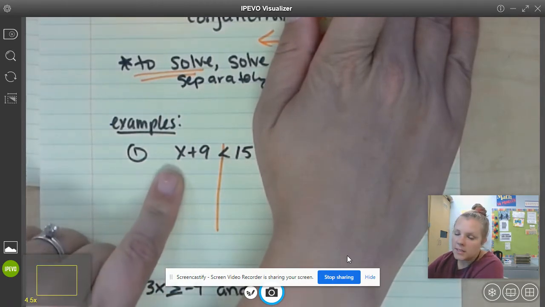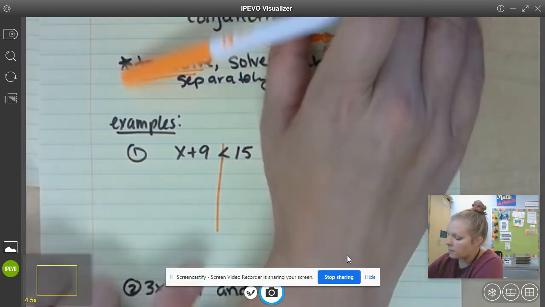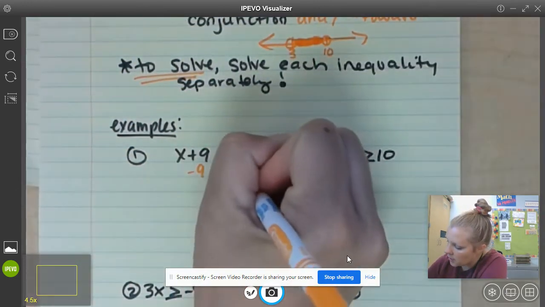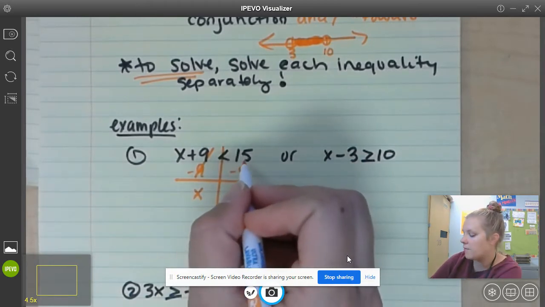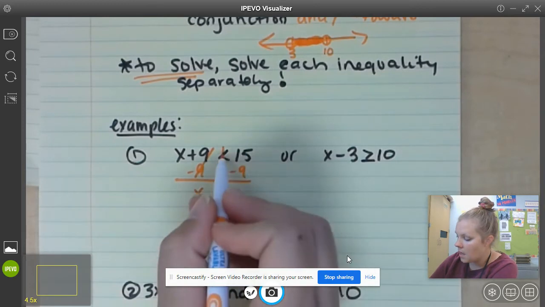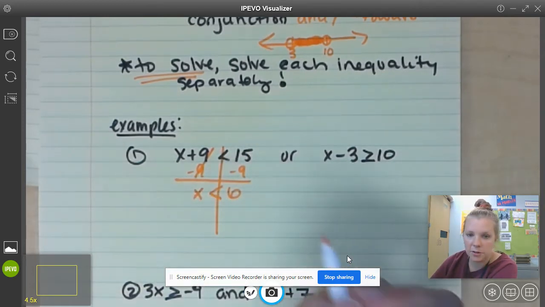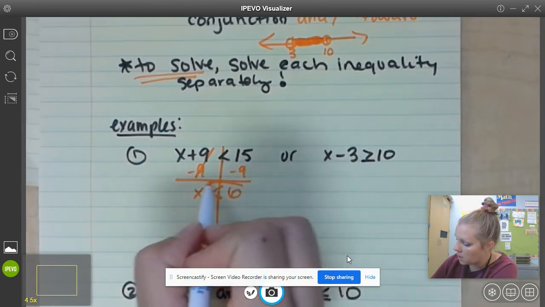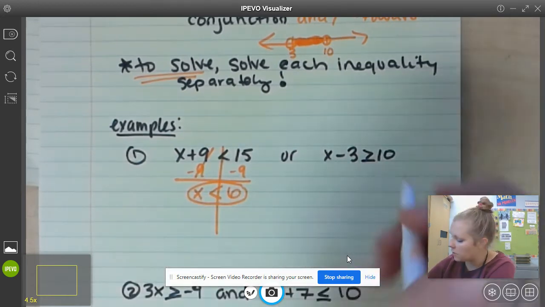My goal always is to get the x by itself. To get the x by itself, I'm going to take away 9 from both sides. Take away 9, take away 9. x, and 15 minus 9 is 6. And then I didn't divide by a negative or multiply by a negative, so my inequality symbol comes straight down. So that's half of my answer. That's half. I now have to solve this one.